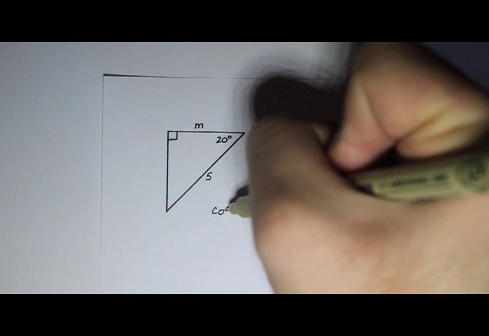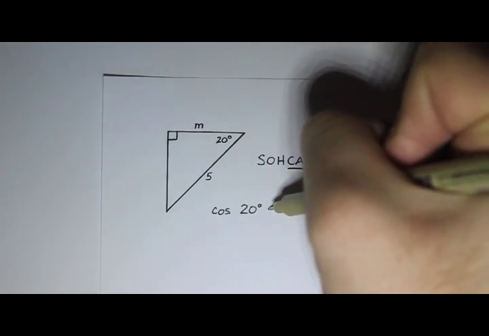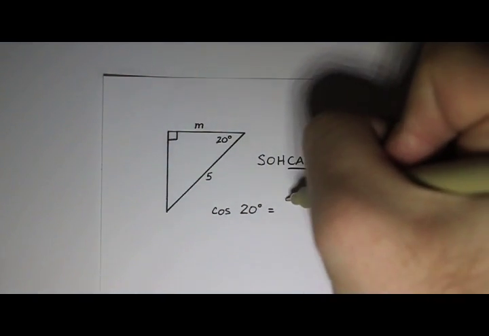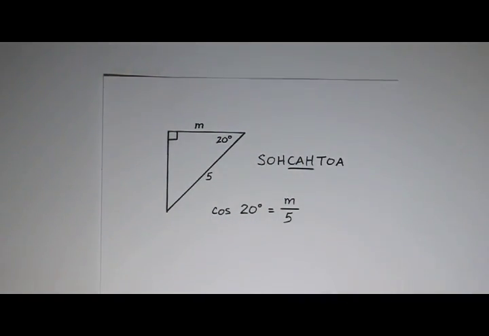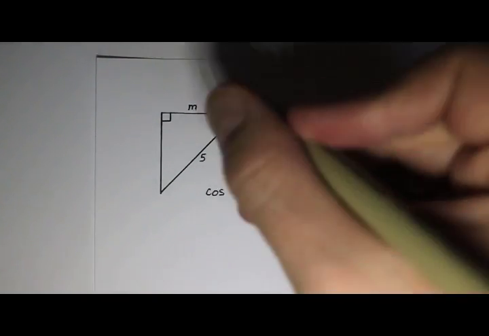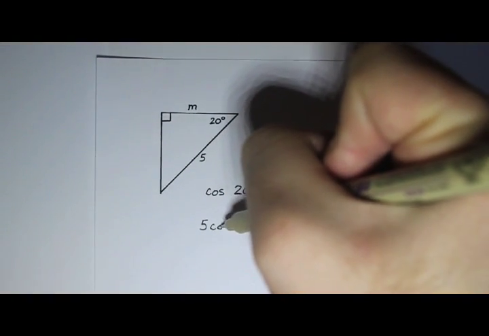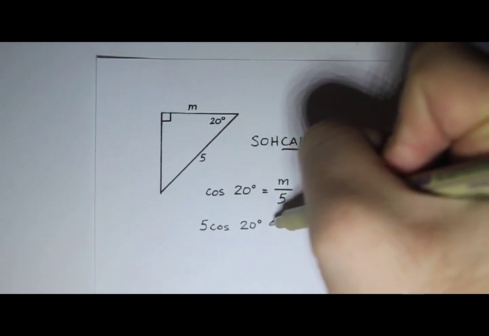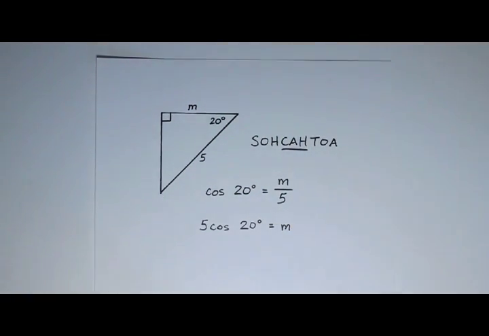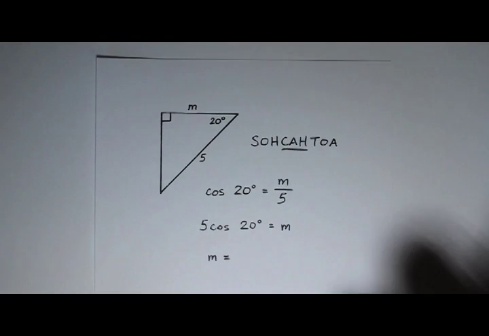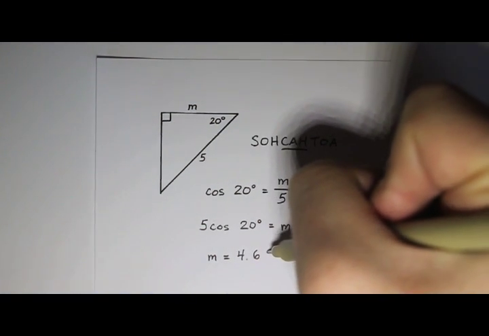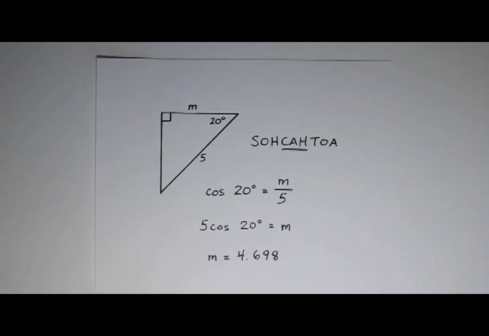So the cosine of 20 degrees is the adjacent, that's m, over the hypotenuse, that's 5. And now I can multiply both sides by 5. So I get 5 times the cosine of 20 degrees equals m. And then again, you can type this into a calculator. Make sure your calculator is in degree mode. And if you do, you should get m equal to 4.698. Okay, one more example.